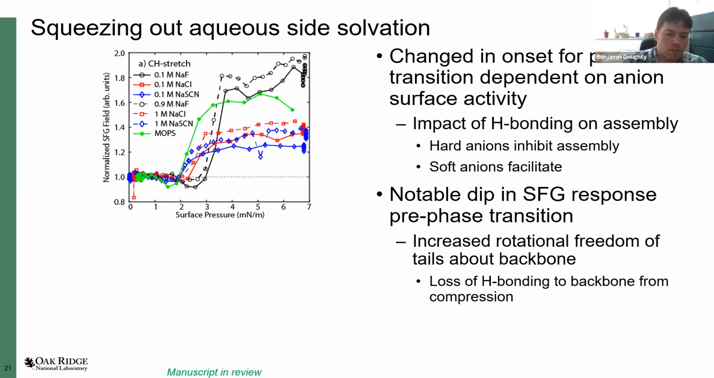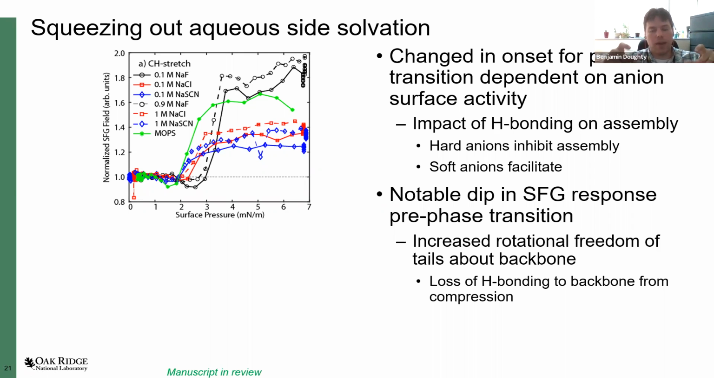And what was surprising is as we compress these things, what we would find is that for the salt-free system, we would get a dip in the SFG response just before the onset of the phase transition. So remember, SFG probes symmetry. So as the signal decreases, that implies that your monolayer is becoming increasingly symmetric. So these tails of the ODMS are spinning around at the interface. You have some weak ordering.